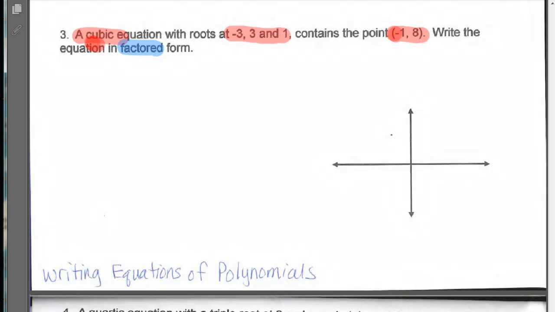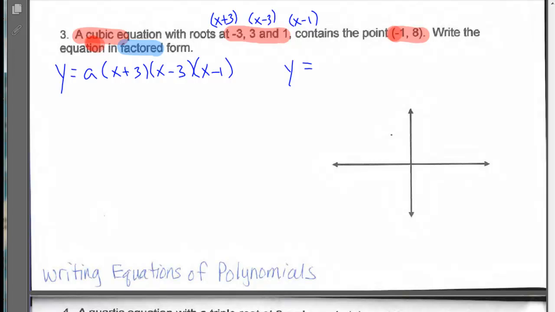The roots are negative 3, so I would rewrite this factor as x plus 3. That would be written as x minus 3 in parentheses, and 1, which would be x minus 1. Okay, write the equation in factored form. So we know we have y equals a times x plus 3 times x minus 3 times x minus 1.